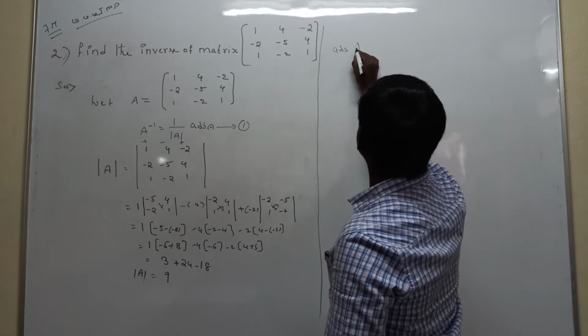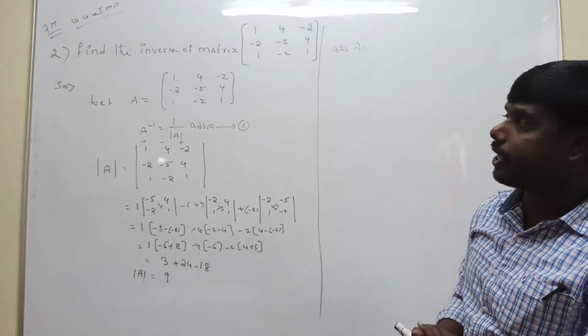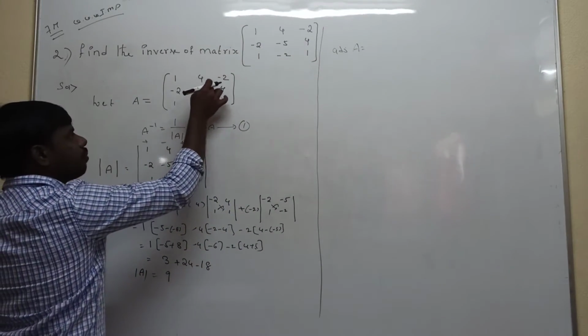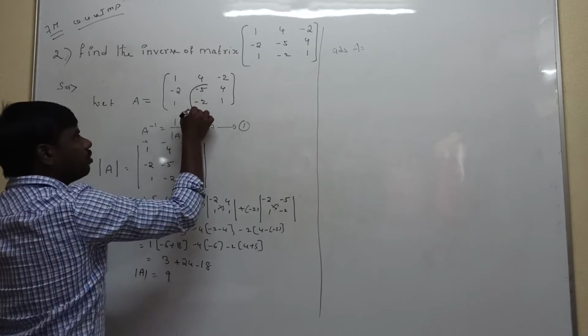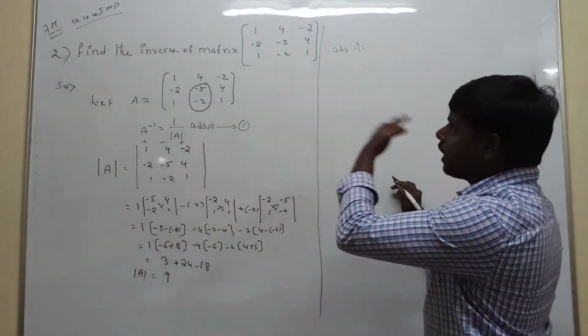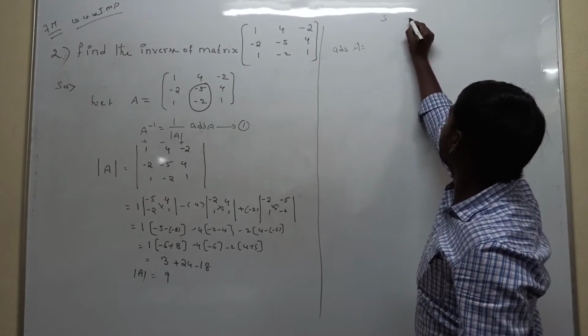Adjoint of A. So now a 3 by 3 matrix. What is the middle element here? The middle element is -5. That's why I can start from the middle element, middle loop down. We are taking column-wise, we write row-wise. Middle down is -5 and -2.